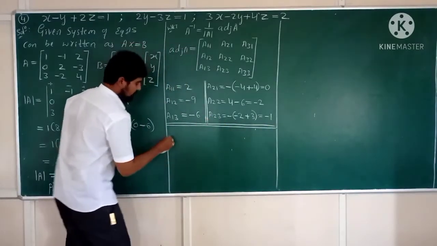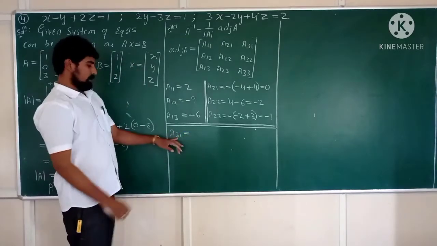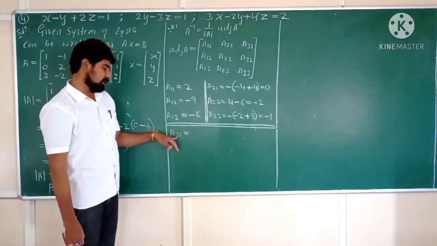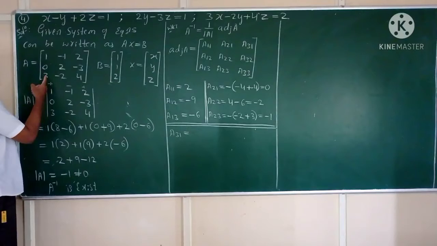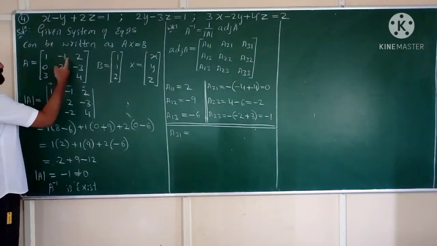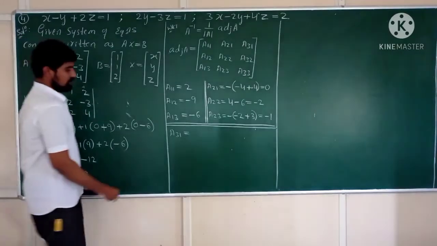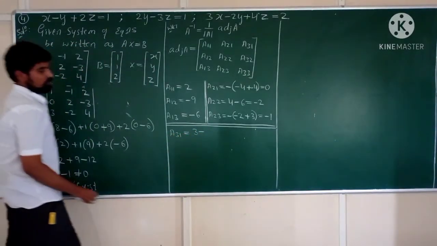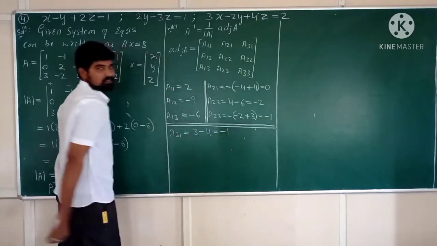So next, the value of A31. 3 plus 1 is even, no need to multiply by minus, and it is obtained by deleting the third row, first column. After deleting this, the remaining elements are -1, 2, 2, -3. -1 into -3 is 3. Minus 2 into 2 is 4. So 3 minus 4 is -1.